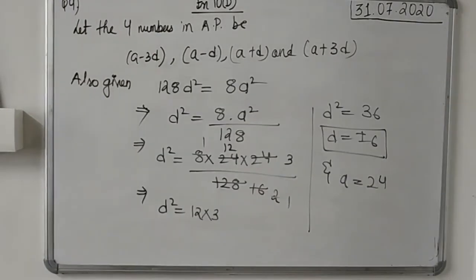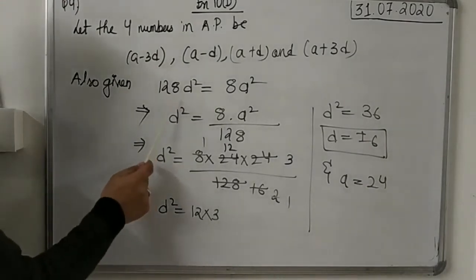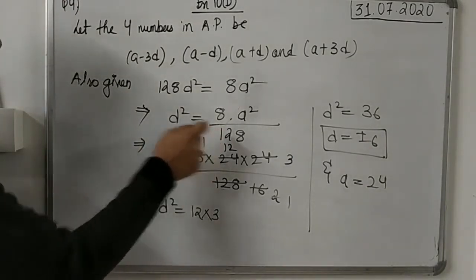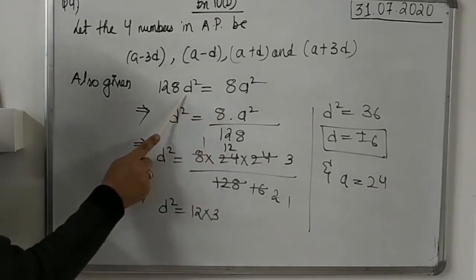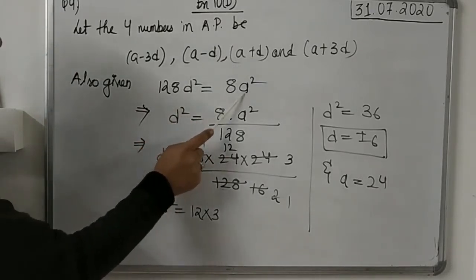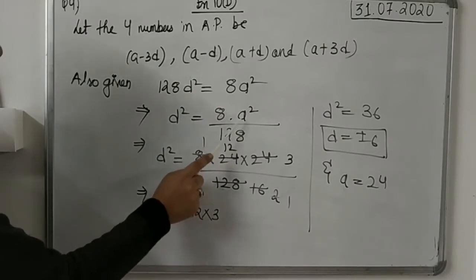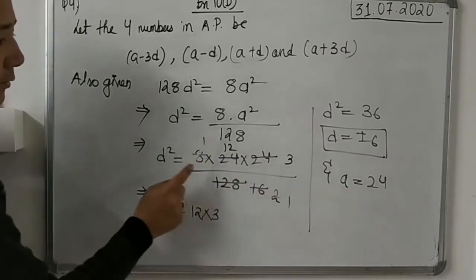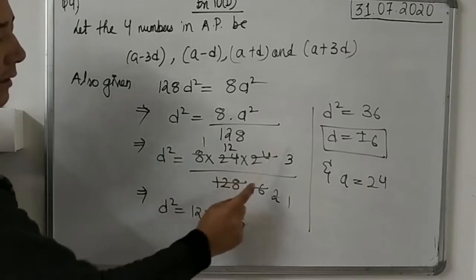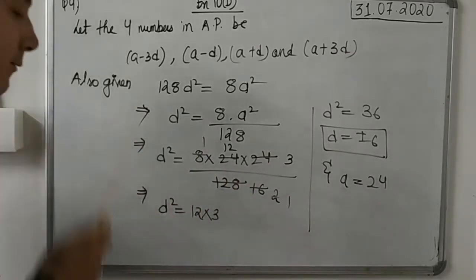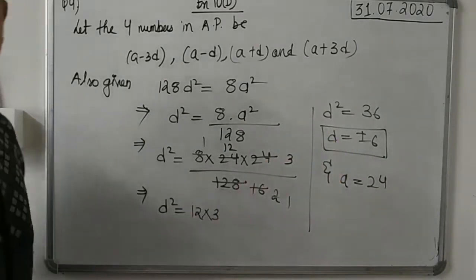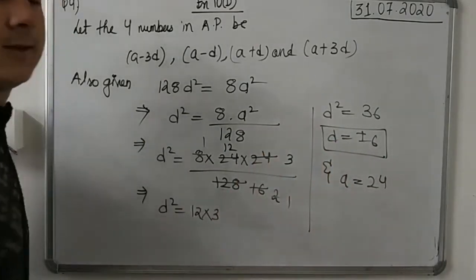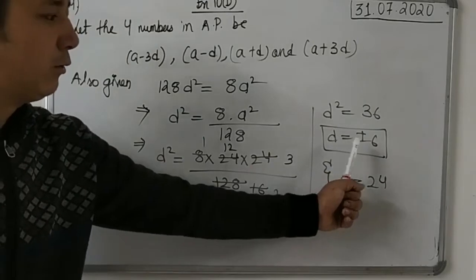If you solve it, you'll get 128D square equals 8A square. I already have the value for A, so I need to find the value for D. D square equals 8A square divided by 128. A is 24, so 8 into 24 into 24 divided by 128. When you simplify it, D square equals 12 into 3, so D square equals 36. D equals plus or minus 6. This is an important thing.